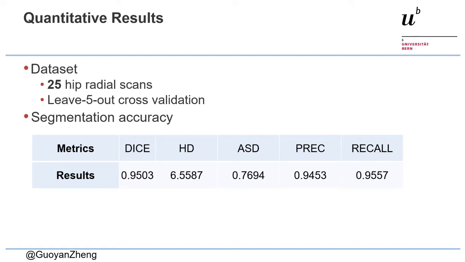We took 25 hip radial scans and conducted leave-5-out cross-validation. The segmentation accuracy in this case, compared to the Cartesian coordinate, is slightly worse. The Dice coefficient is about 95%, and the average surface distance is about 0.77 millimeter. But still, I think it's accurate enough for clinical routine usage.